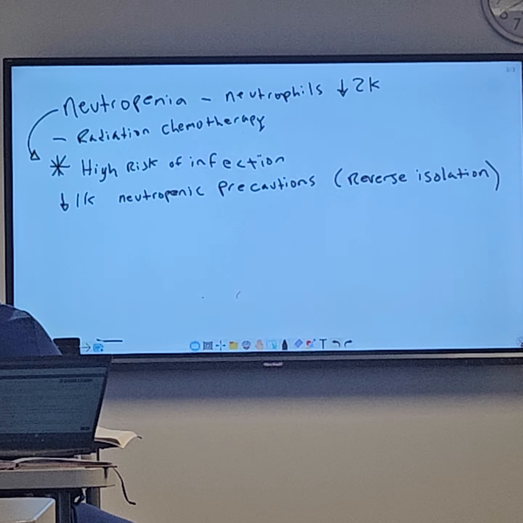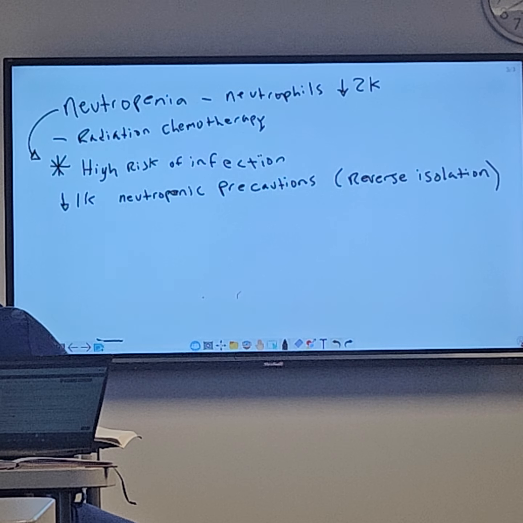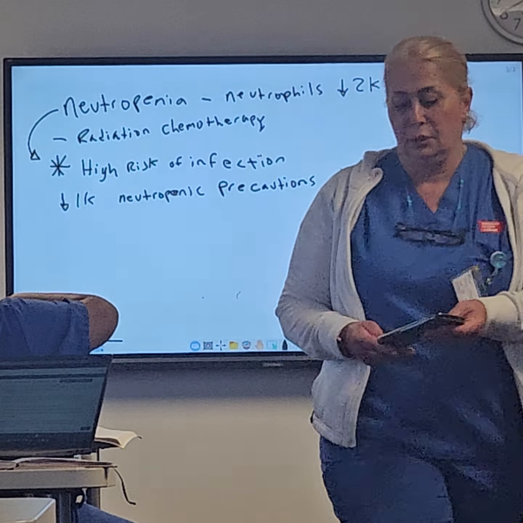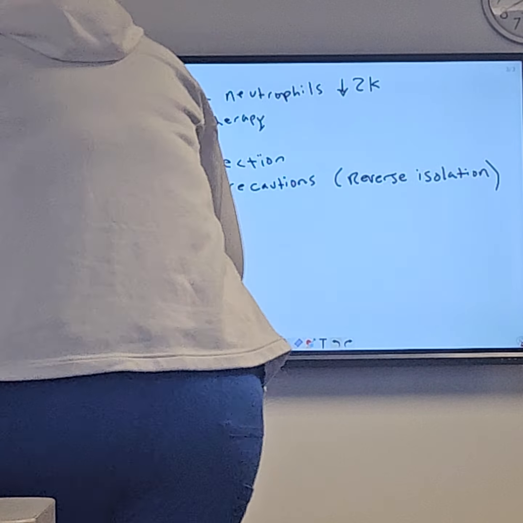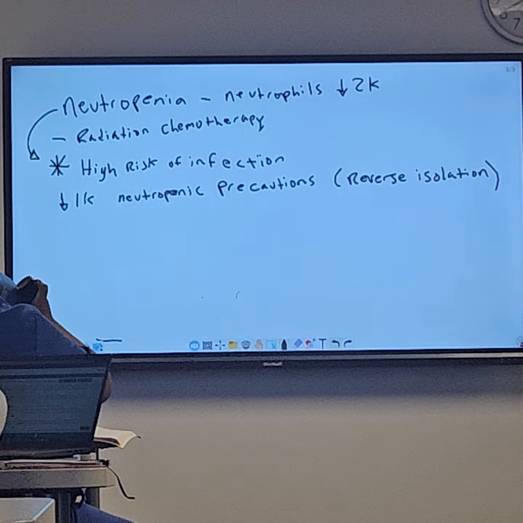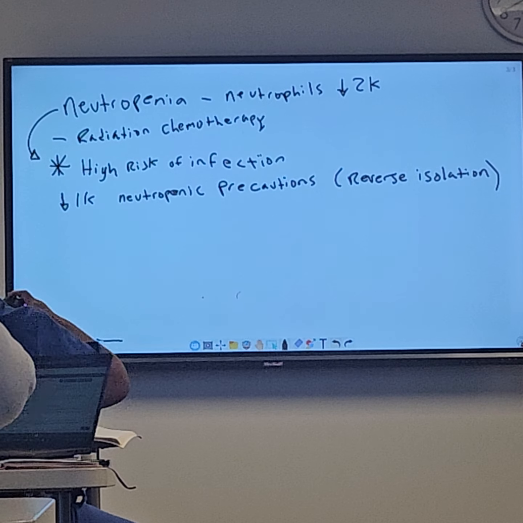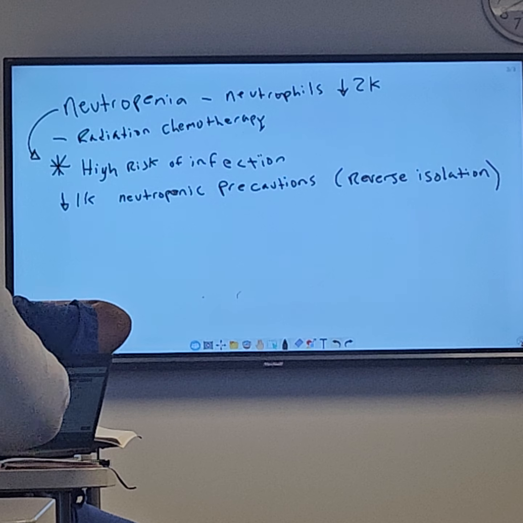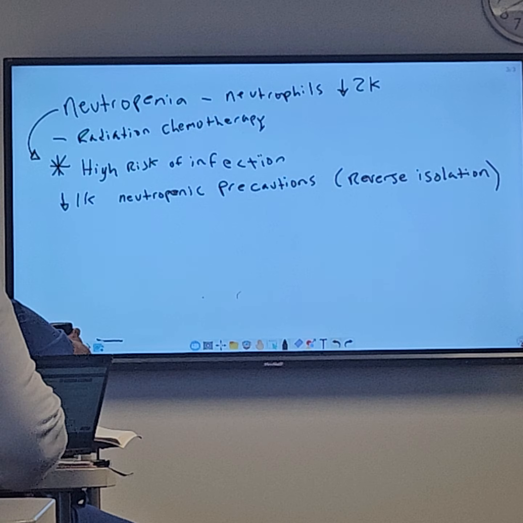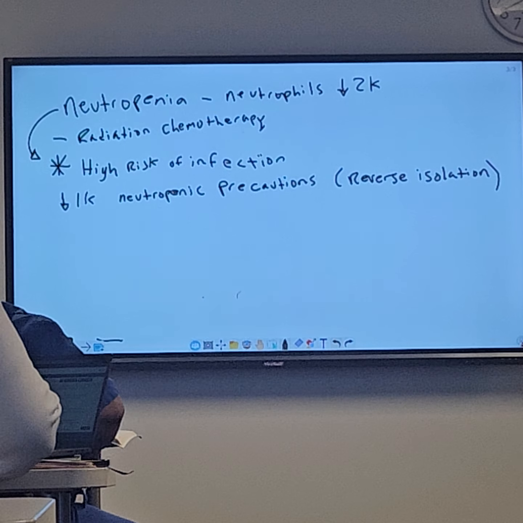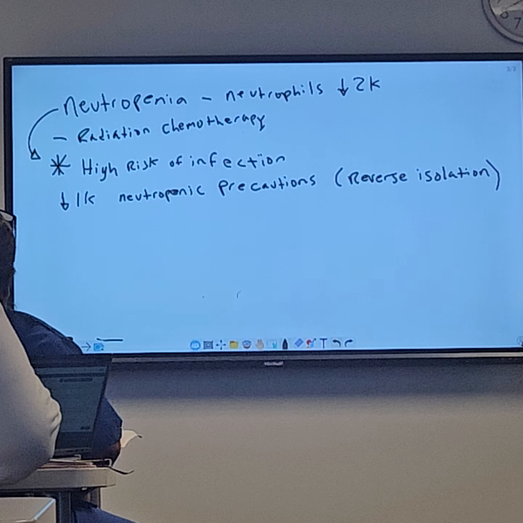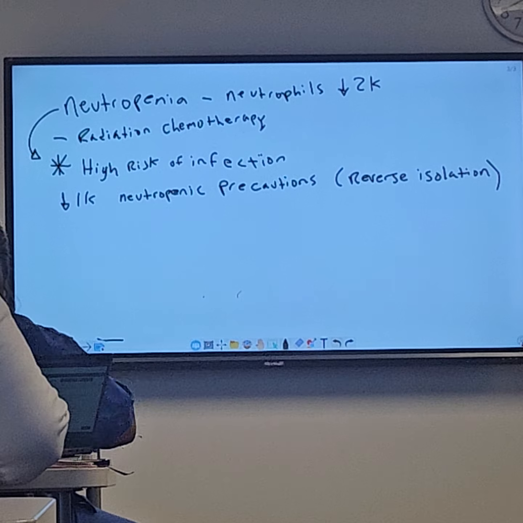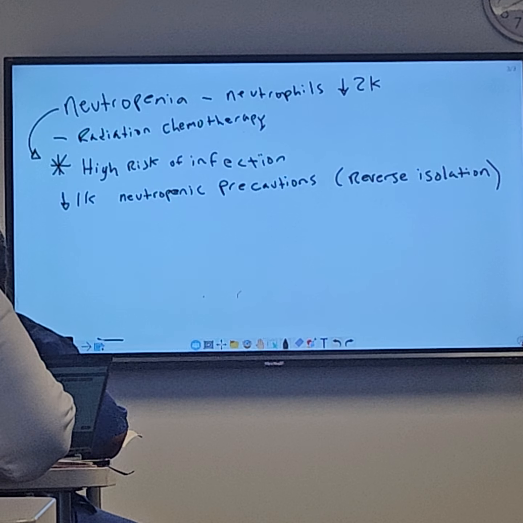So reverse isolation is just a very broad, big term to say, like, we are gowning up and we're doing precautions to protect the patient from us. But to do reverse precautions, there are several reasons. Neutropenia is one of them. Don't confuse the two, like someone's on reverse isolation and you're like, for sure they have neutropenia, guaranteed. Again, true understanding of the terms.